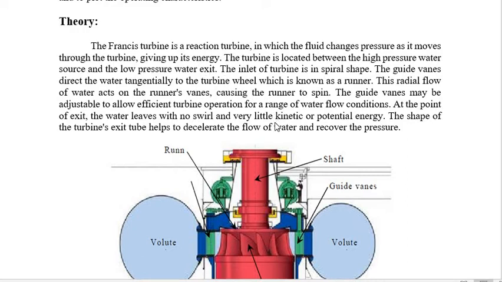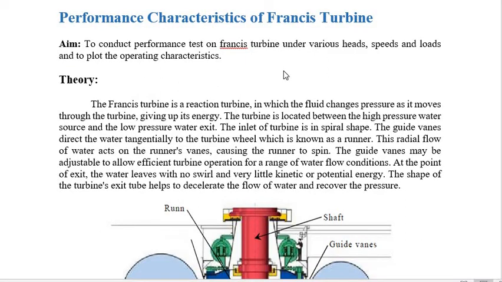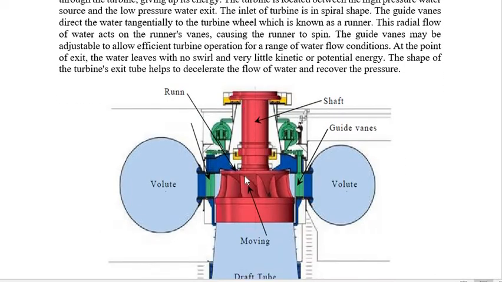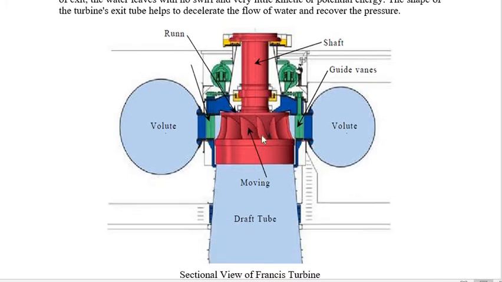The Francis turbine is also called a mixed flow kind of turbine, because you have seen here the fluid enters in a radially inward direction and it moves out through the axial direction. This is the axis of the runner, so it moves out in an axial direction, but it enters through the radial direction. So it is a radially inward and axially outward flow reaction turbine.